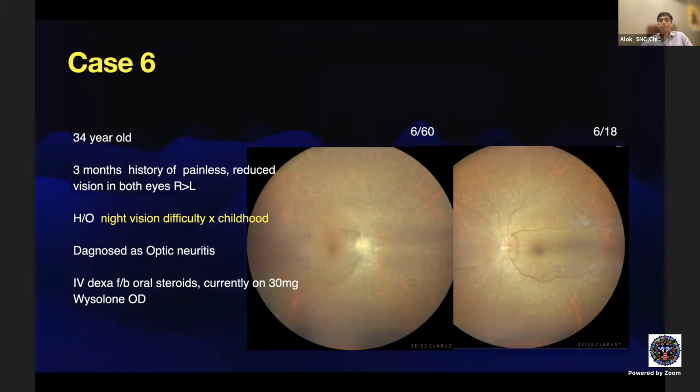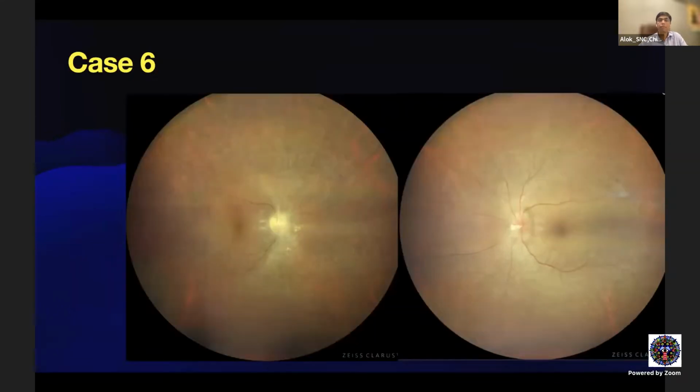On fundus examination, what you see is a pale disc with blurred margin. There was gross arterial attenuation. The macula by and large appeared normal, but what you can see in the periphery is pigmentary alteration in all the 4 quadrants. The picture was almost similar in the left eye, except that the disc was not pale. There was gross arterial attenuation, which was evident in the left eye as well. This is an enlarged picture of the same.